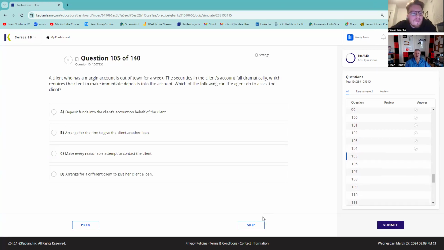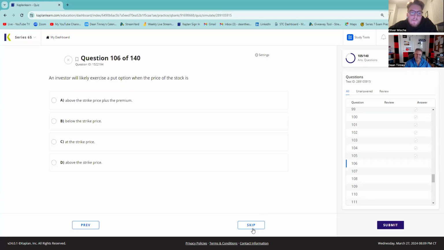A client has a margin account and is out of town for a week. The securities in the client's account fall dramatically, which requires the client to make immediate deposits into the account. What can you do as an agent to assist the client? C, make every reasonable attempt. Right on. They give you all kinds of scenarios where your heart's in the right place, but you're still breaking the rules.